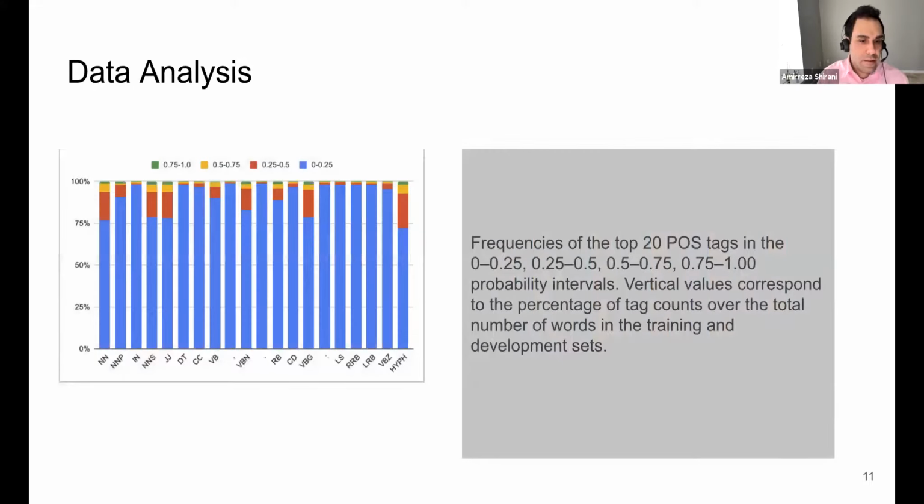The other analysis that we performed was on part of speech tags. We chose the top 20 part of speech tags which frequently occur in the training and development set, and we tried to analyze the features' effectiveness. We observed that part of speech tags like dot, in, comma, colon are more favored to have low emphasis probabilities. As you can see, they fall into 0 to 25. And some part of speech tags like nouns and verbs have higher emphasis probabilities.